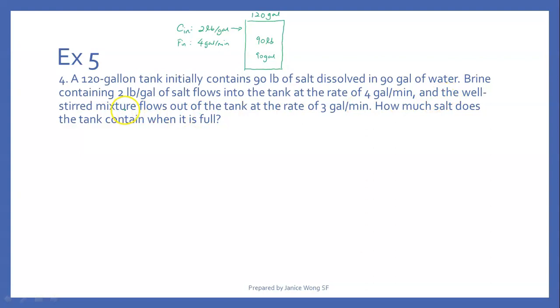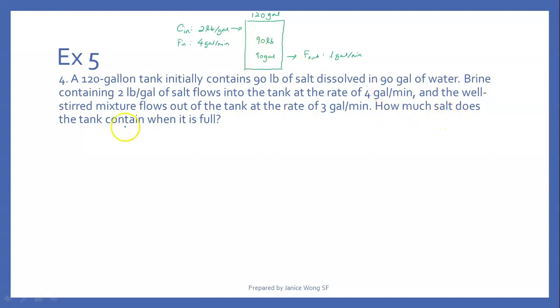And the well-stirred mixture flows out of the tank at the rate of 3 gallons per minute. So there is an outlet here. So the flow rate is 3 gallons per minute. Flow rate of the outlet is 3 gallons per minute. So in 4 gallons per minute, out 3 gallons per minute. Meaning that for every minute, this tank will have additional of 1 gallon of liquid coming in. So eventually it will become full, right? 4 in, 3 out. Overall, it is 4 minus 3, 1 gallon in.